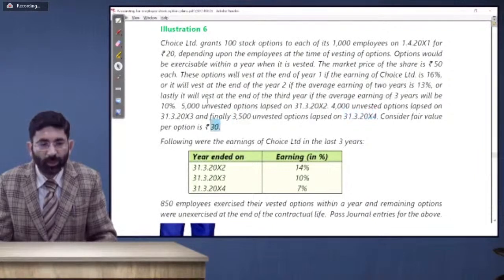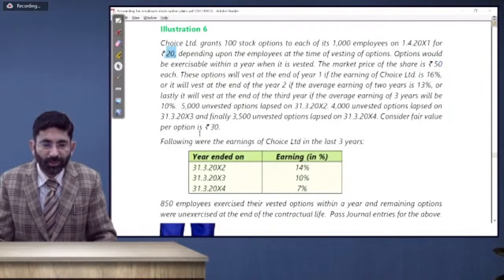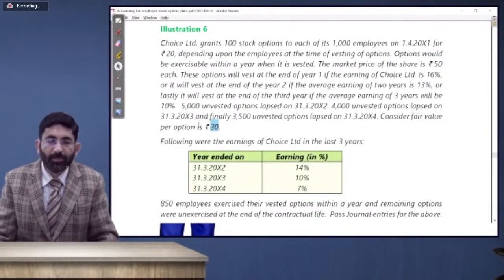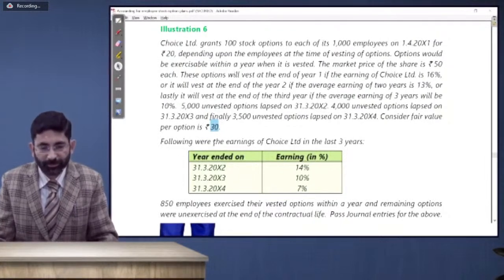Fair value of the option is 30, as we have already seen. Market price is 50, option price is 20. So fair value is 30, which means the loss to be borne by the company per share will be 30 rupees per share.